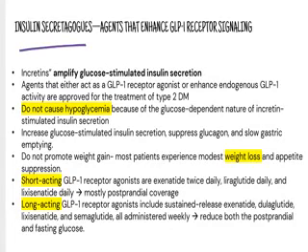They increase glucose-stimulated insulin secretion, suppress glucagon, and slow gastric emptying. They do not promote weight gain. Most patients experience modest weight loss and appetite suppression.